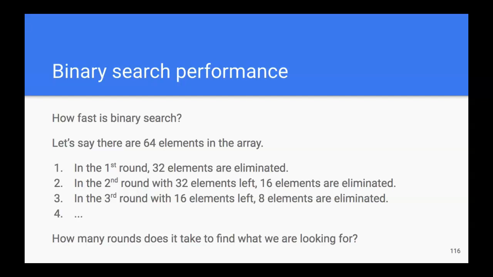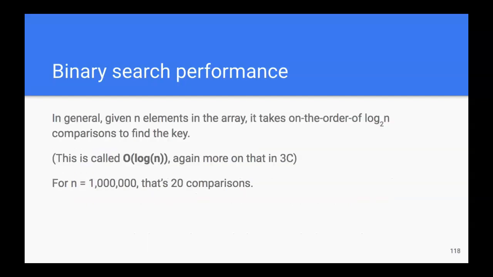This requires a little bit of math, but hopefully it isn't too hard. The answer is really log to the base 2 of 64, and that's about 8 rounds, plus or minus 1. It might be 7, might be 8, but the exact number is not important. The important thing is that in this case, given the list has n elements, it takes on the order of log base 2 n comparisons to find the key.